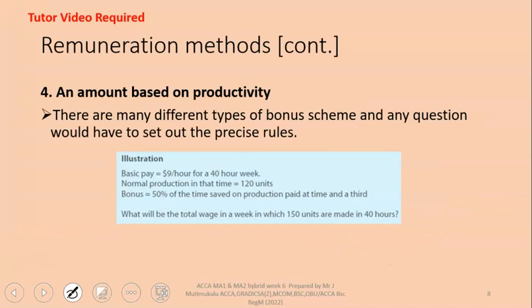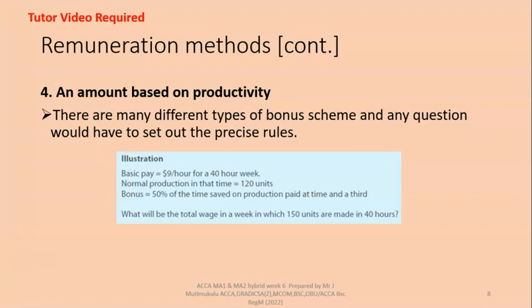Now, an amount based on productivity. You'll be given in the examination the way the examiner wants you to attend to particular scenarios. So you just have to pay attention to the different bonus schemes which might be suggested by the examiner, and you just have to show them that you understand what they want.